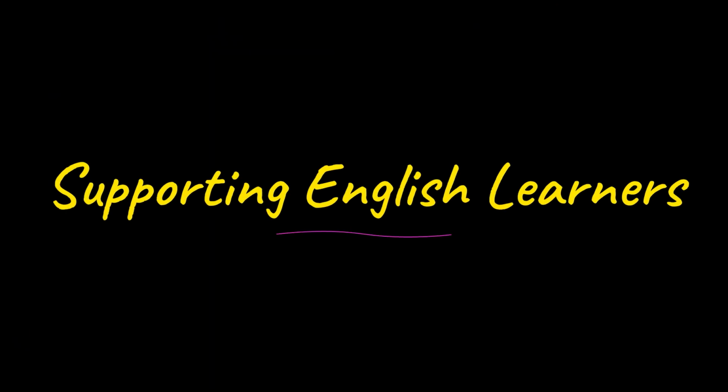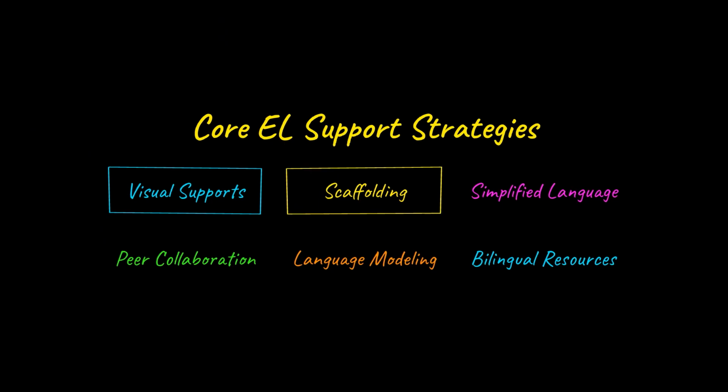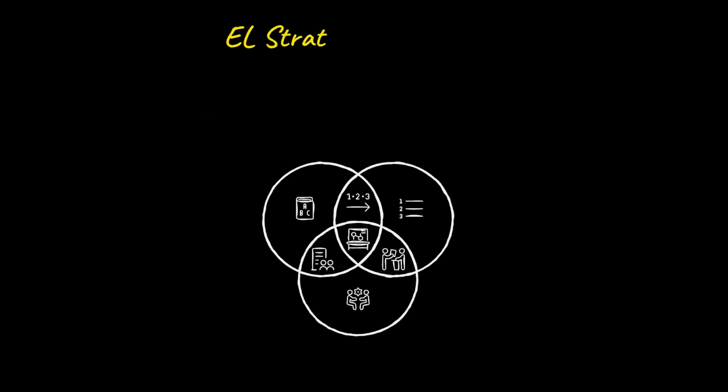When a classroom includes English learners, teachers face a specific challenge. Students must acquire English and master grade level content at the same time. The strategies we're about to explore address both demands without lowering academic standards. Teachers draw on a coordinated set of practices: visual supports, scaffolding, simplified language, peer collaboration, language modeling, and bilingual resources, among others. Together, these strategies make content accessible while keeping the academic standard intact.